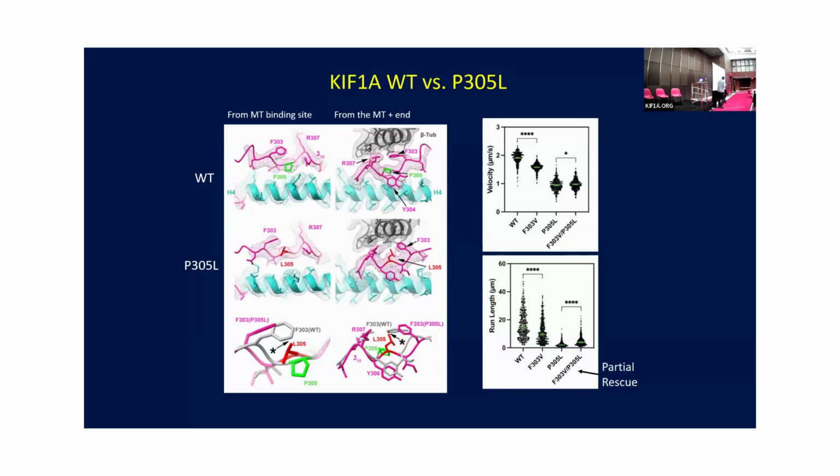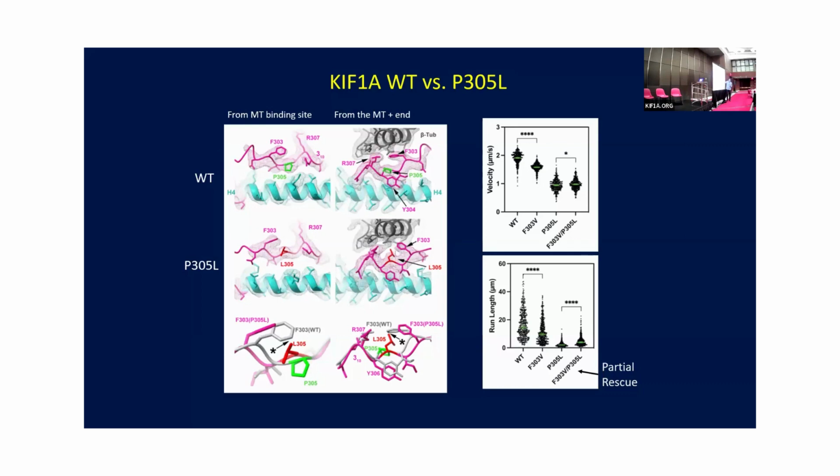So looking at the structure, it made you think, well, maybe there could be a way that we could fix this problem. And as a proof of concept, we thought, well, maybe if we put a less bulky residue here, we could perhaps correct the problem. And we did that. We mutated this residue to a valine, which doesn't have this bulky aromatic group here, and we used this functional assay to see what happened. And it does revert a little bit.